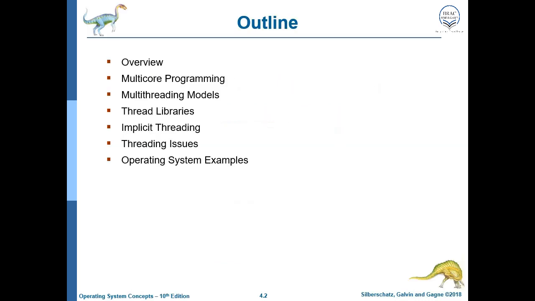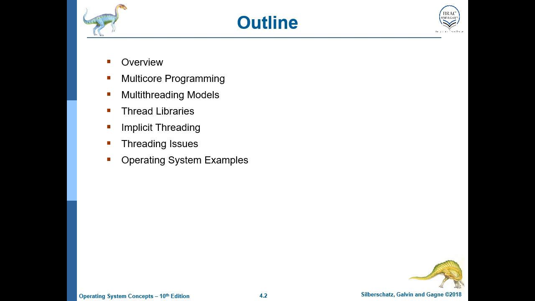Outline. In the outline, we have overview and then multi-core programming, which means we are going to design programs that can work in a multi-core system or multi-core processors. Then multi-threading model, which means we will be looking at models where multi-threading is available. And then thread libraries. What are the libraries that are available for creating threads?